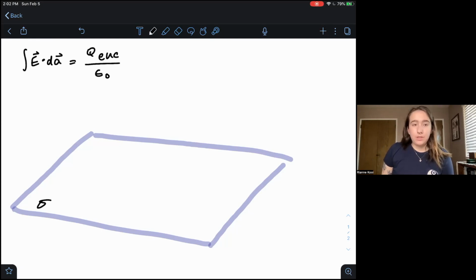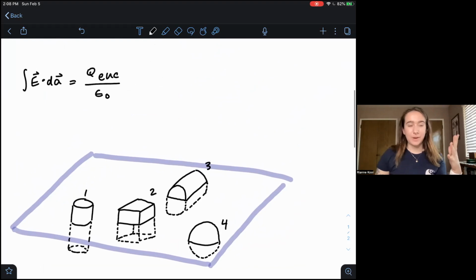So there are a few different options that we can use, but I'm going to draw a few different ones and we can go through each one and say why it's correct or incorrect. So I have 4 Gaussian surfaces here, and we want to decide which one would be best to enclose a small section of charge so that we can integrate over it to find our E field of this entire infinite plane that has a surface charge density sigma.